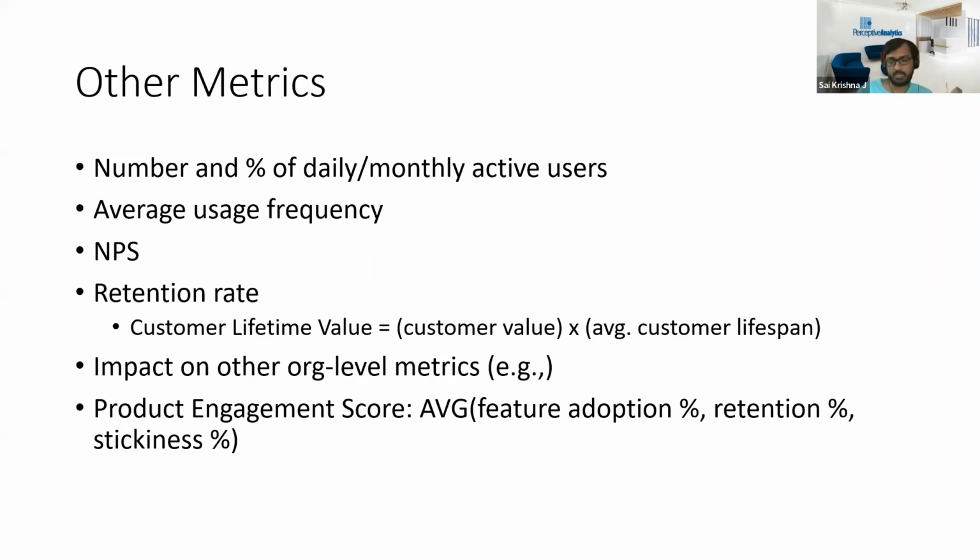The same thing when translated to the SaaS context or the e-commerce context, you will read it as daily active users or monthly active users. That is, how many people actively use the platform to purchase something or make a transaction on a particular day or in a particular month. And then average usage frequency, net promoter score, we have already discussed this, and then the retention rate.